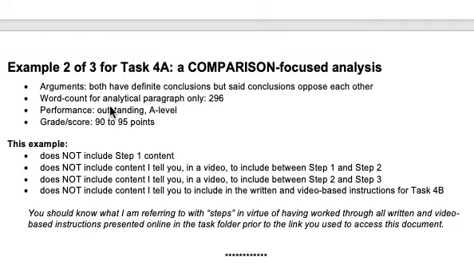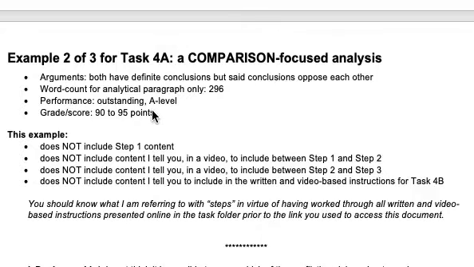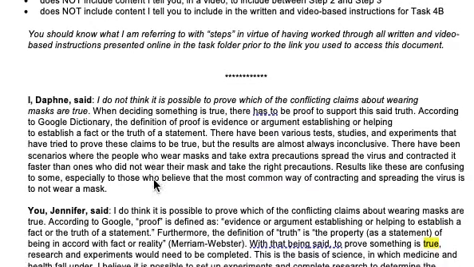Okay, so the word count for the analytical paragraph only is 296. Outstanding. I meant to erase the A-level comment there. The grade or score would be 90 to 95 points. I already went over all of this, so I'm not going to repeat that here in this video.